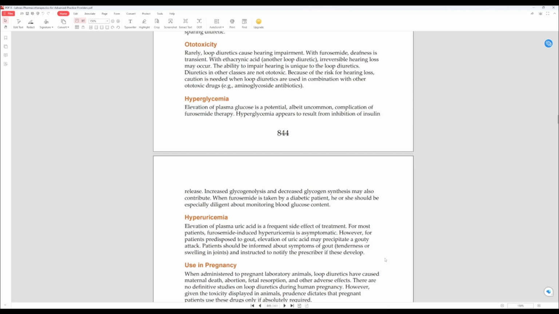Because of the risk for hearing loss, caution is needed when loop diuretics are used in combination with other ototoxic drugs, such as your aminoglycoside antibiotics.